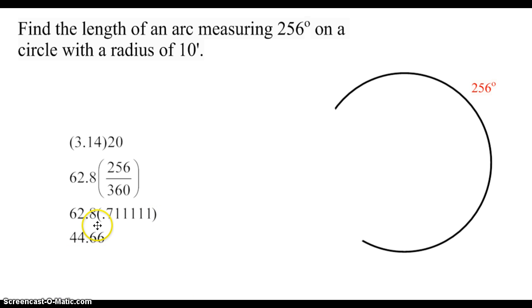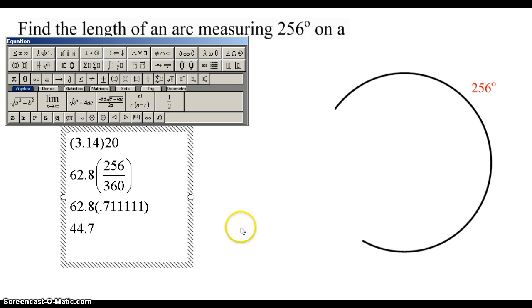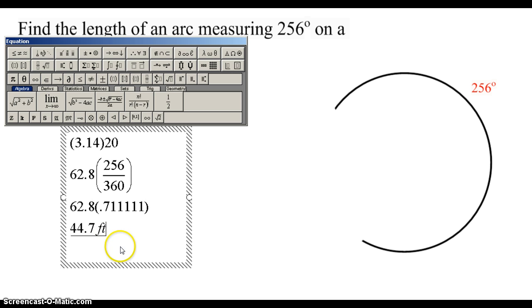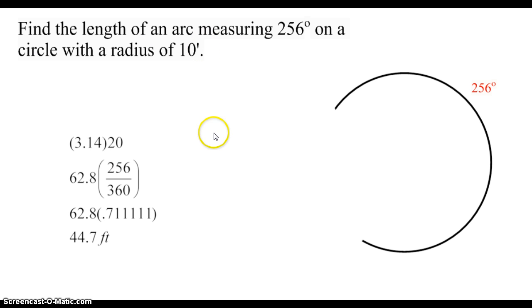The answer is 44.7. That's the arc length. That's what we're finding. We're finding the length, which is in feet, inches. That actually should be feet because one tick mark is feet. So please make sure you're realizing that you're finding length, which is circumference.